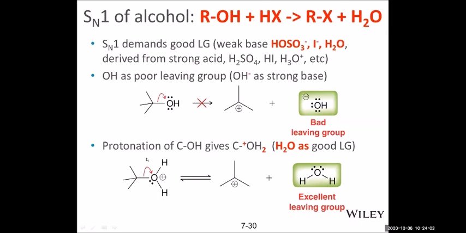So the alcohol will react with the hydrohalic acid, going through first protonation. The acid protonates it, it becomes a protonated alcohol, and then water becomes a good leaving group and dissociates. After the water has left, we form a carbocation.